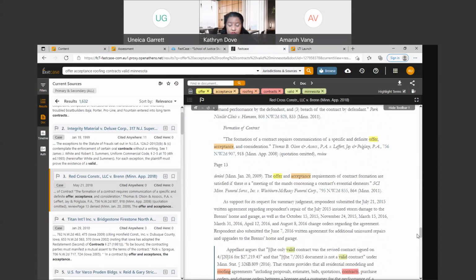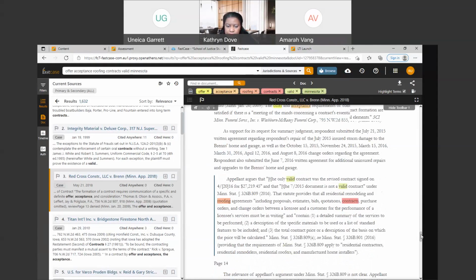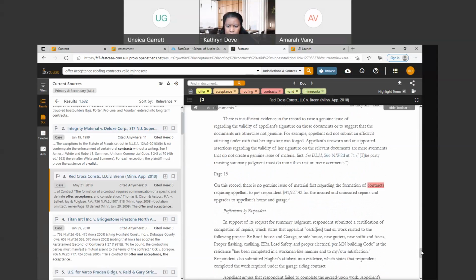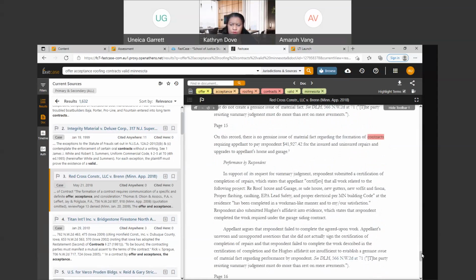Here we go. The formation of a contract requires communication of a specific and definite offer, acceptance, and consideration. As support for judgment, respondents submitted the written agreement regarding the repair to the home and garage, as well as 5 or 6 other documents regarding the agreement. They're trying to prove the terms of the agreement. There's several documents that have been cited. On this record, there's no genuine issue of material fact regarding the formation of a contract requiring payment to the contractor of $1,000.